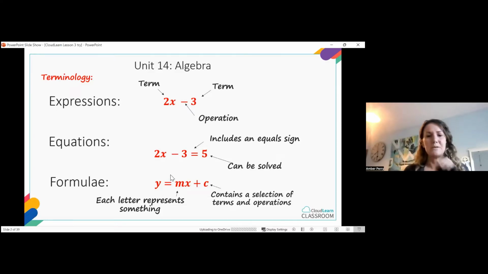Okay, so we're going to spend today concentrating on algebraic expressions. We're going to be looking at substitution, so substituting into algebraic expressions. We're going to be looking at expanding and factorizing into and out of brackets, okay?